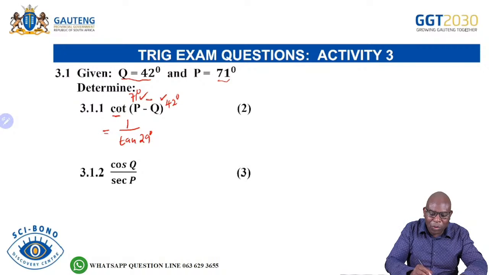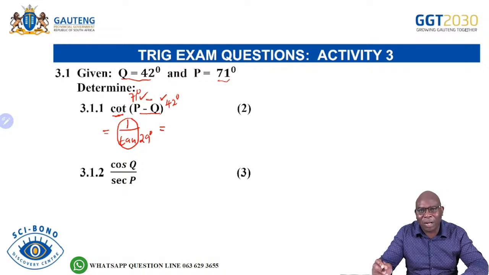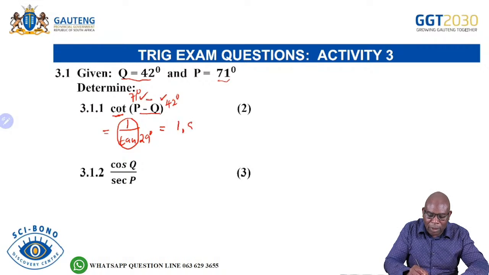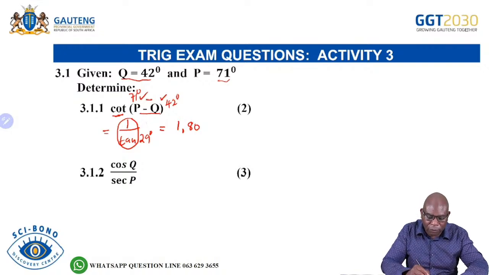So already I know cot, it's 1 over tan. The angle here that I get when I subtract the 2 is 29. And I just write down the answer, use my calculator, right? Because the cot and the cosec and the sec are not there in your calculator. So remember, it's 1 over something. So now the answer that I got there is 1,80. And you get your 2 marks. So your 2 marks will be there for the changing of the ratio and for the final answer.